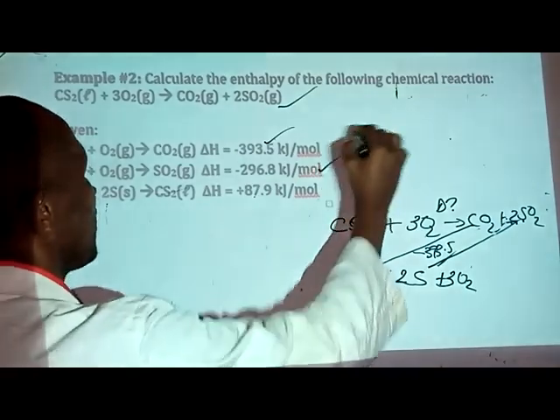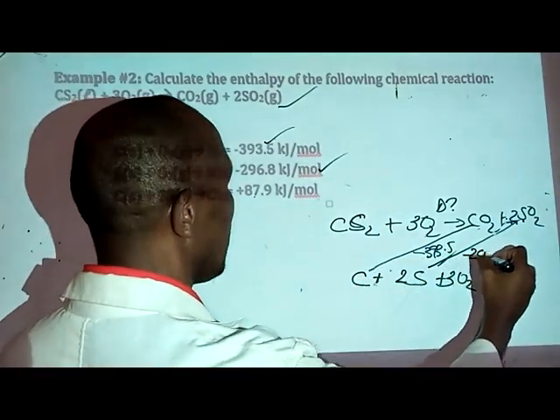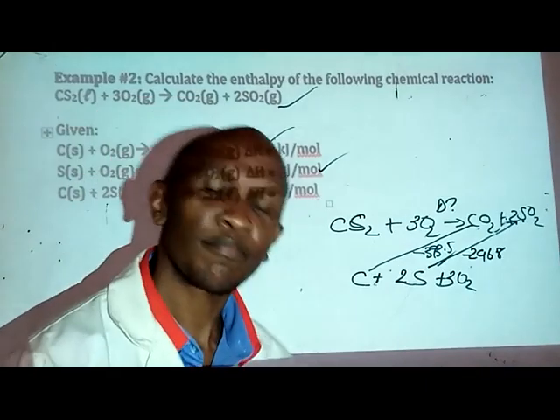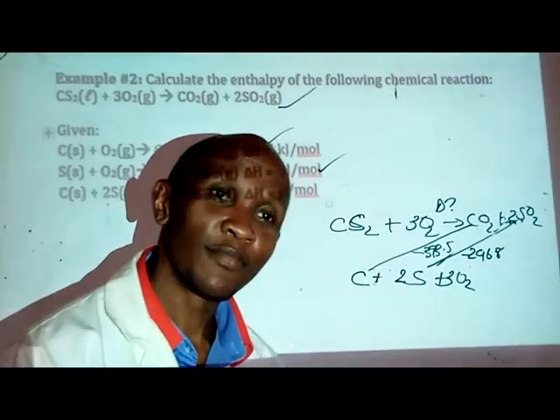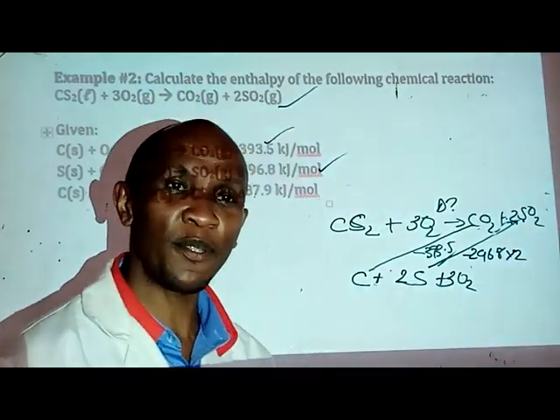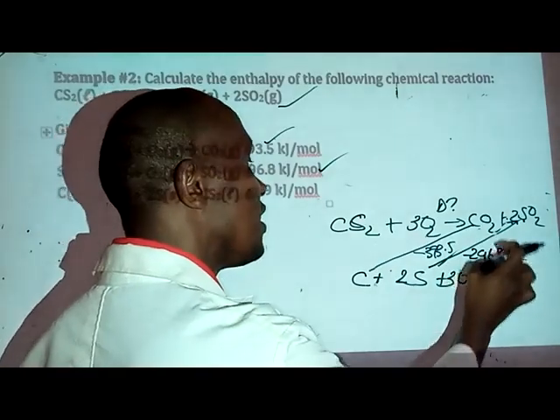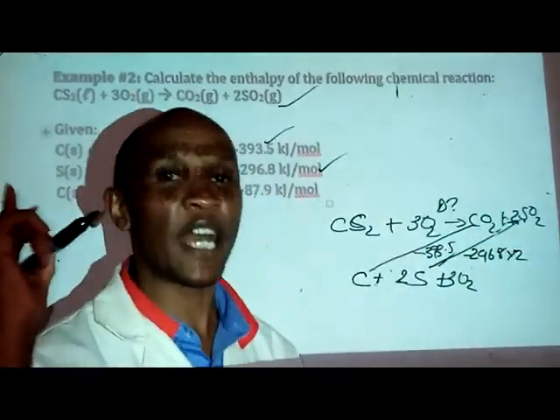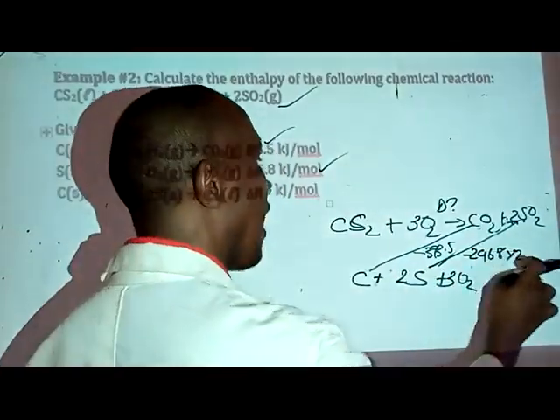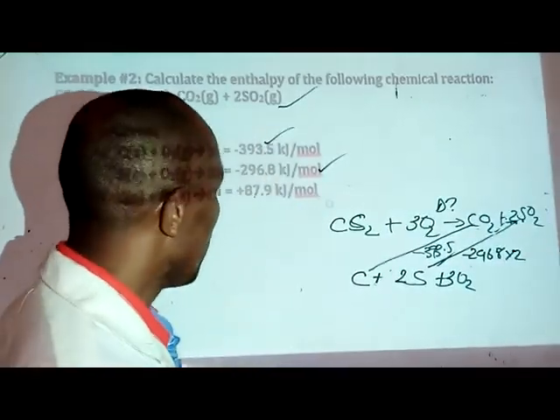Now, that is done. But what is the enthalpy of this? Negative 296.8. Good. Times 2. Yes, you are thinking. Times 2, because this is the enthalpy per mole of sulfur dioxide, but I have 2 moles of sulfur dioxide, so I need to multiply that by 2.